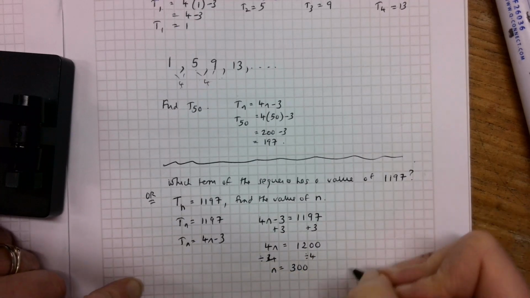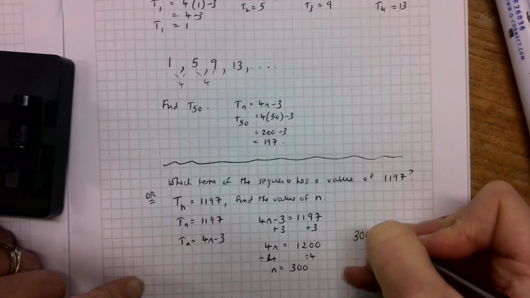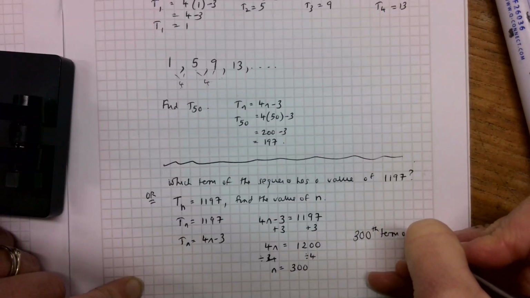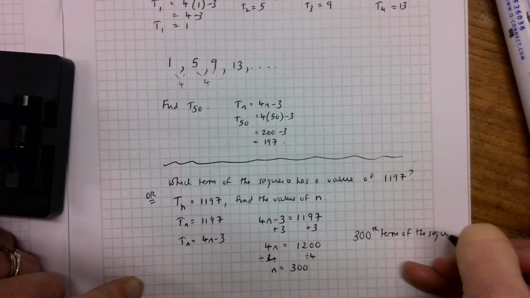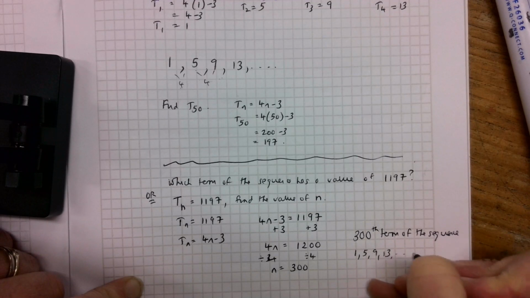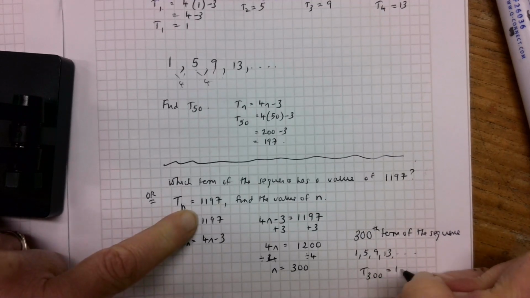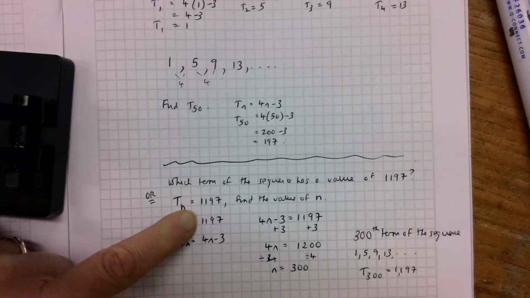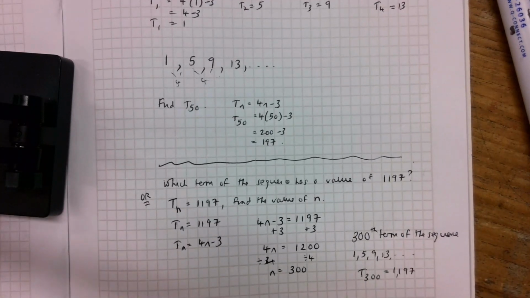So what I found is that the 50th term of the sequence 1, 5, 9, 13, T50, is equal to 197. Okay, watch the second video if you need to.